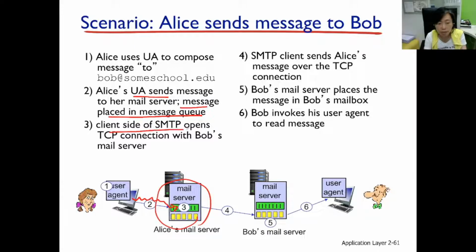And then the client side of the SMTP, which is here, is the one sending, and Bob's mail server will be the one receiving. So this is the client of SMTP, and this is the server of the SMTP. The client side of SMTP will open up a TCP connection. Once the server allows the connection, the client can begin sending Alice's email. That email will travel, and Bob's server will check whether the receiver is Bob, and therefore put the email into Bob's mailbox. So the email goes to Bob's mailbox.